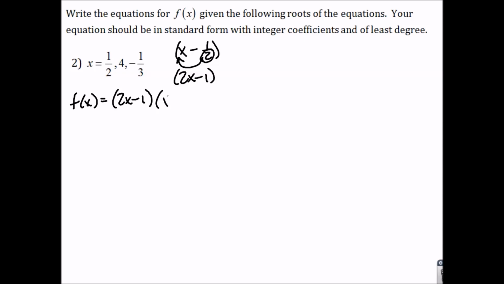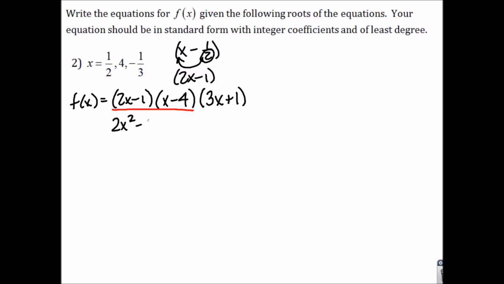X equals 4 gives us a factor of x minus 4. And then for negative 1/3, we need to do the same thing that we did with the 1/2. Slide the denominator out front, and we get 3x plus 1. So now I'm going to do the same thing. I'm going to pick two factors to multiply together first.